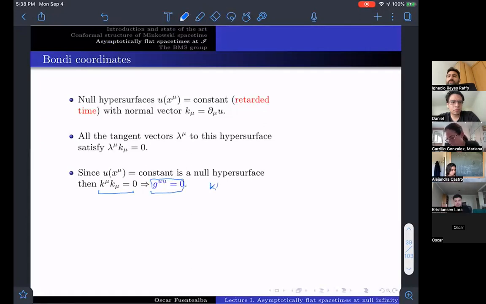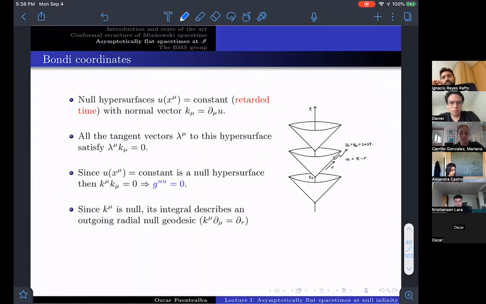And the reason is this one. I'll compute it very fast. We have this one. So we can see here that this can only be mu. And this means that the temporal component of the inverse of the metric must be equal to 0. We can also see that k mu is null.